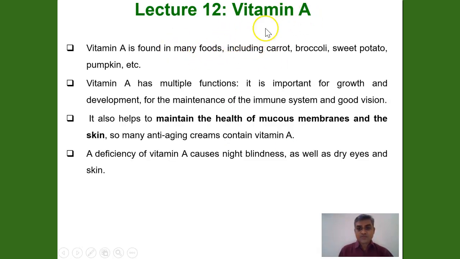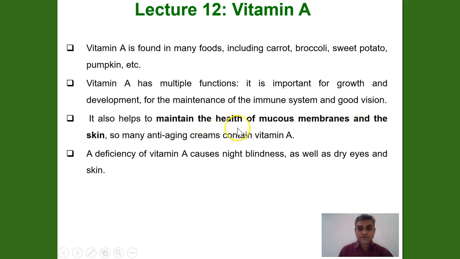Vitamin A is a nutritional molecule and there are various sources of vitamin A. Among them, vegetables like carrot, broccoli, sweet potato, and pumpkins are the major sources of vitamin A. Vitamin A has multiple functions. It is useful for the maintenance of the human system as well as good vision.